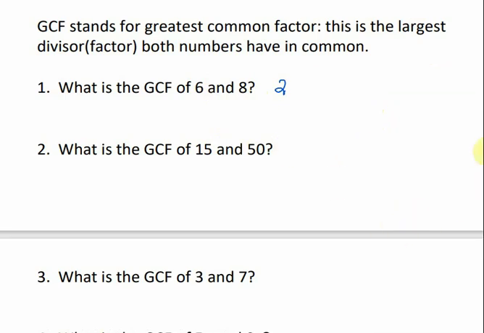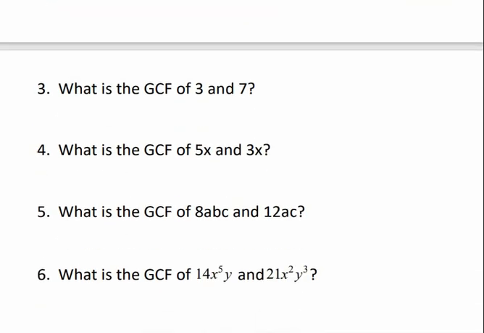What about between 15 and 50? That would be 5. All right, what about between 3 and 7? Well, 3 and 7 are both prime numbers, so they don't have any divisors besides 1 and themselves. So the greatest common factor of 3 and 7 would be 1.